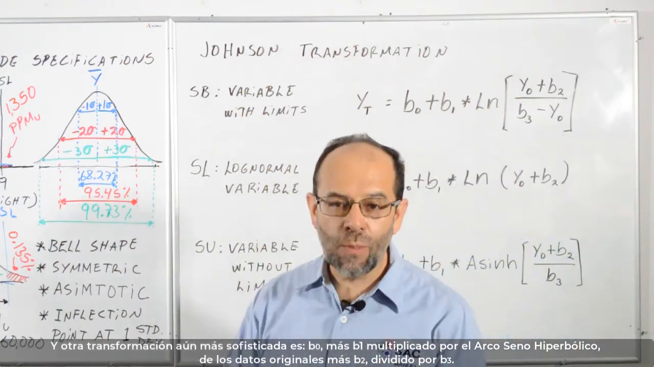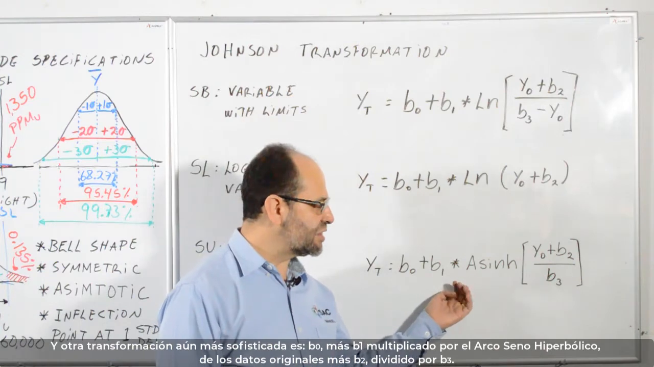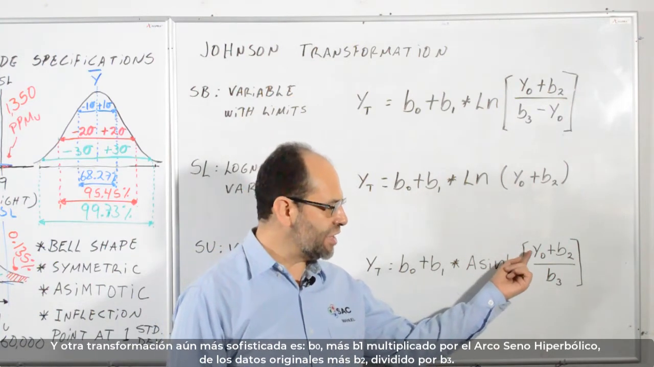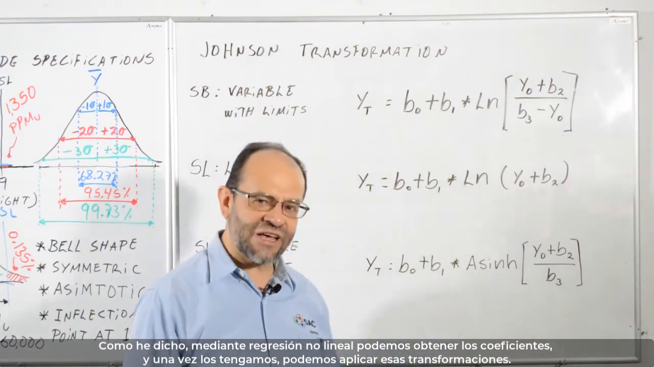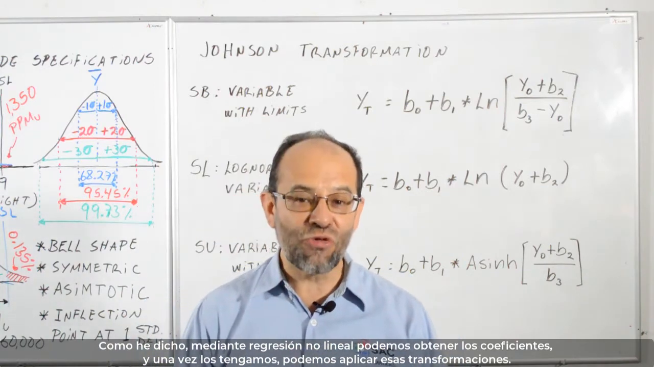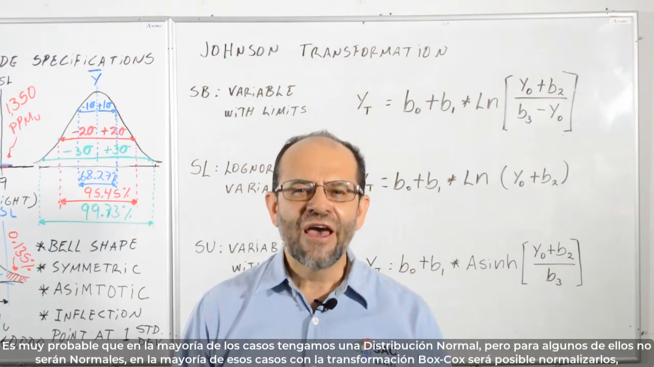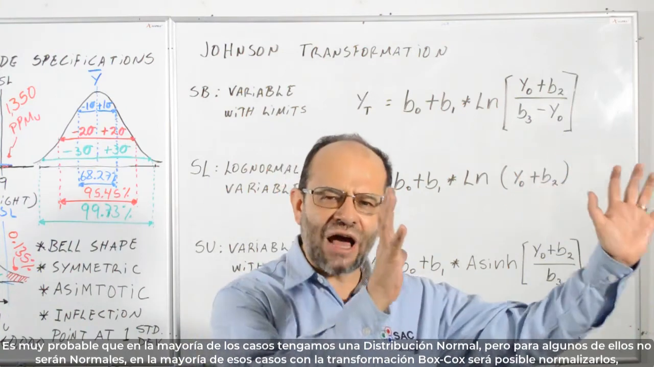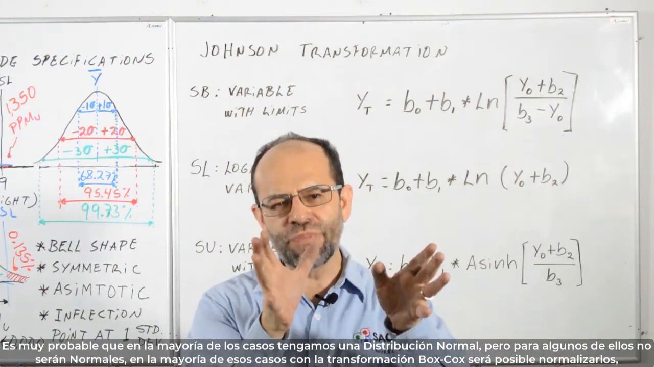And another one, much more sophisticated, is b0 plus b1 times the inverse hyperbolic sine of the original data plus b2 divided by b3. Of course, as I have said, through nonlinear regression, you can get the coefficients, and once you get the coefficients, you can apply those transformations. Very likely, in most of the cases you will have a normal distribution. But for a few of them, they won't be normal.